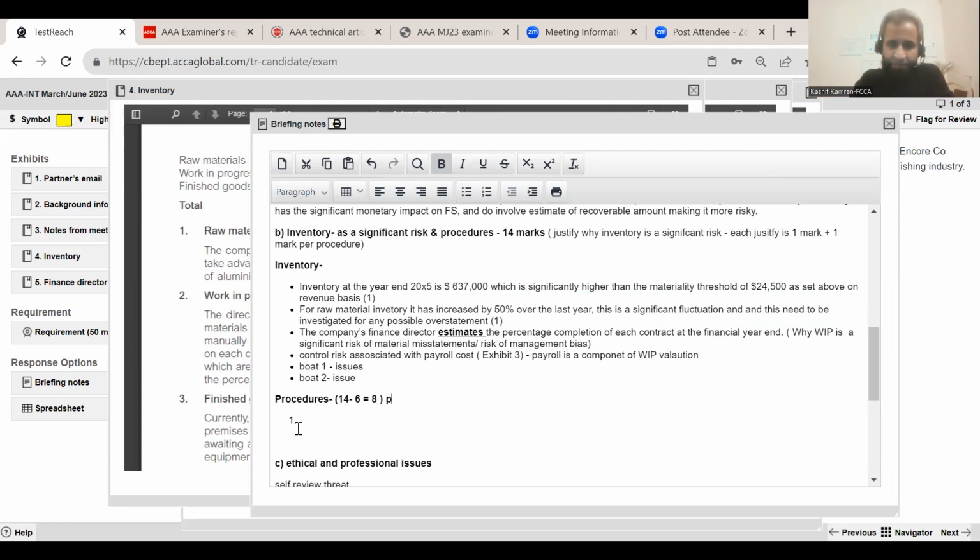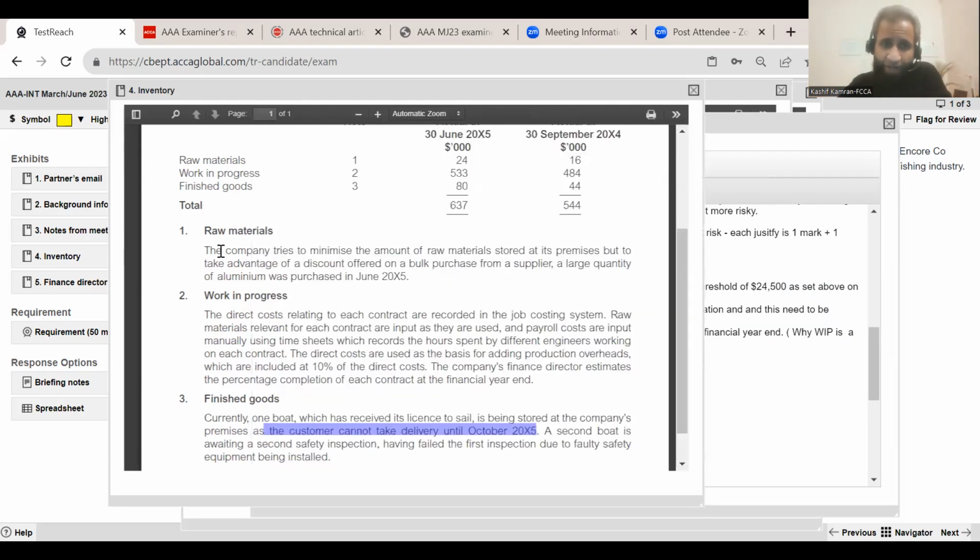You're left with 8 marks, so you need to write 8 procedures. Now procedures have to come from the scenario. You open up the first one, raw material. It says the company tries to minimize the amount of raw material stored in premises, but to take advantage of the discount offered on bulk purchase from the supplier.